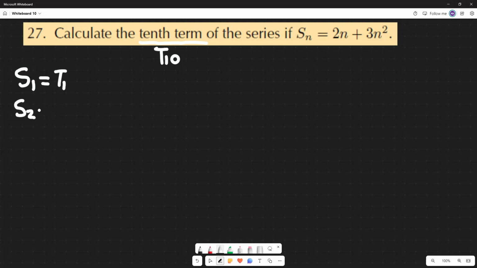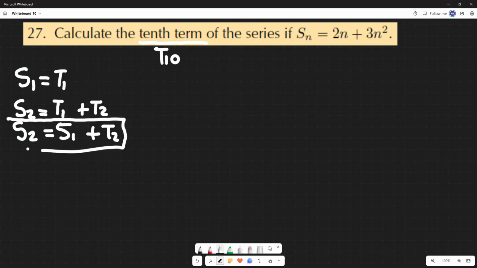Okay, let's do S2. S2, you agree that will be the sum of the first term plus the second term. It is the sum of two terms. So term 1 plus term 2. Right. And then, do you agree that this can be written as S2 equals, let's check S1. Remember, T1 we said is S1. So T1 we can replace with S1 plus T2. You agree? Okay, I'm going to put this in brackets because it's going to be important to formulate our formula.